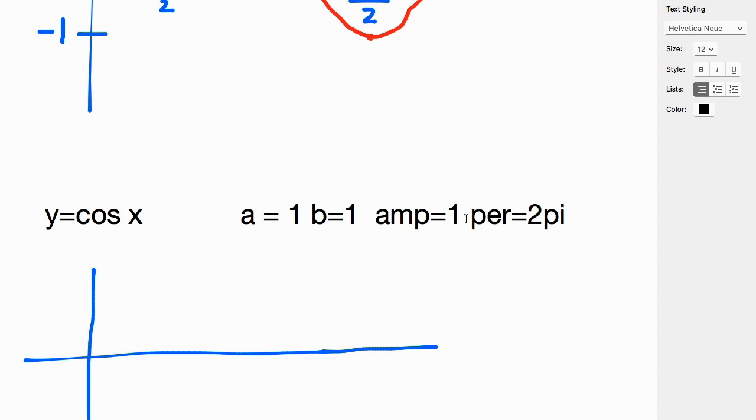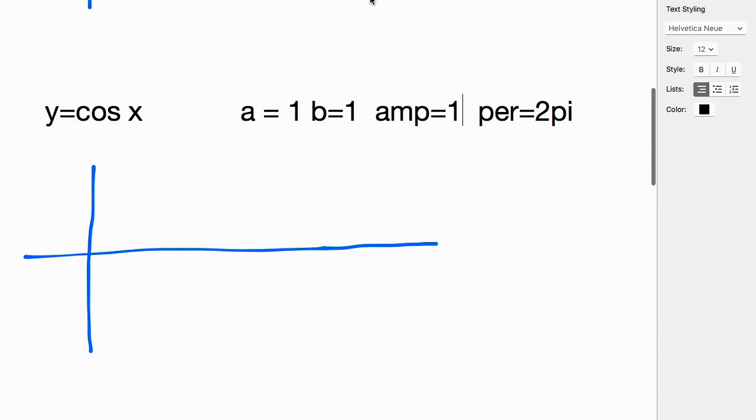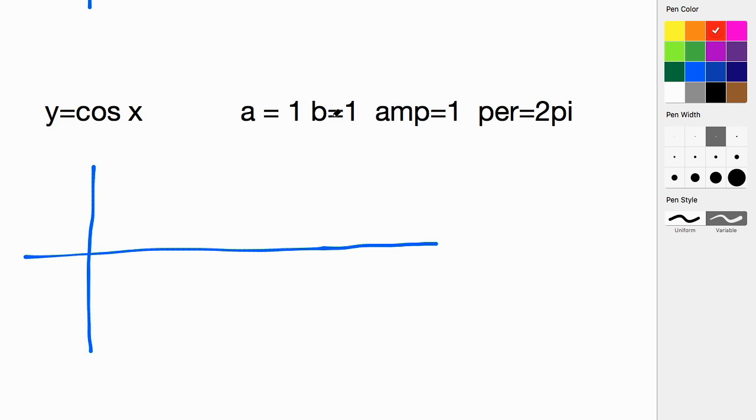So we always want to identify all these different values. What's A, what's B, and eventually what's C and D, and then what's the amplitude, period, phase shift, and vertical shift. That's kind of how we're headed. But let's go ahead and draw this one, just so you can have a frame of reference.